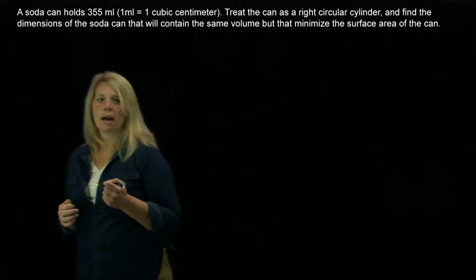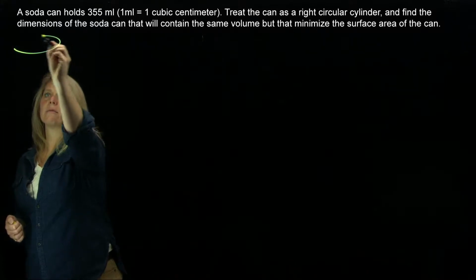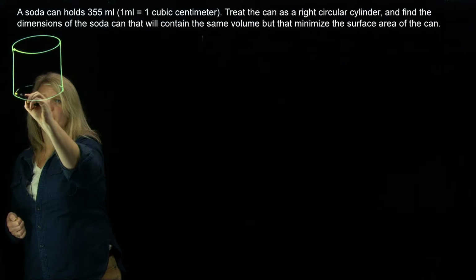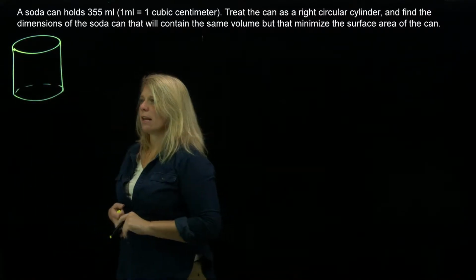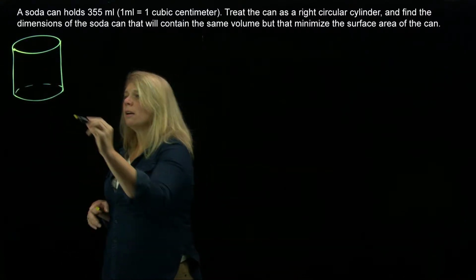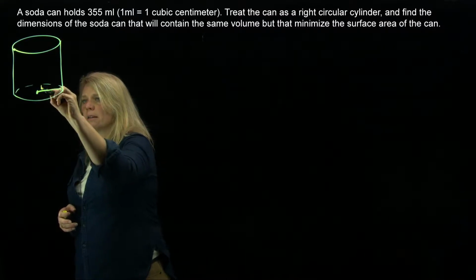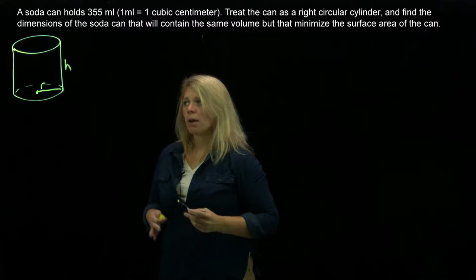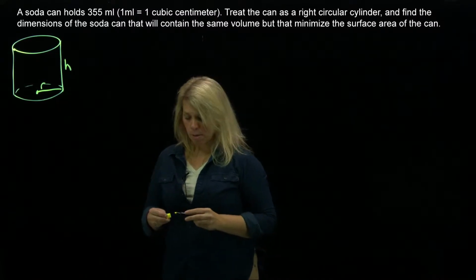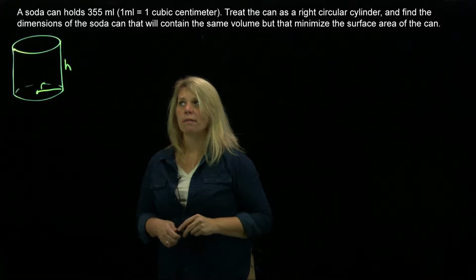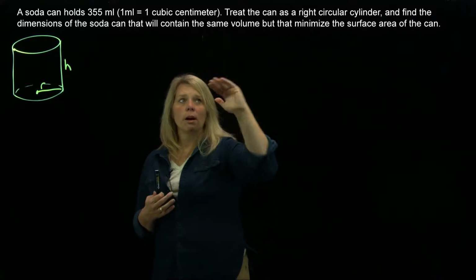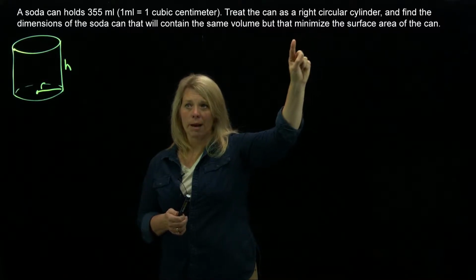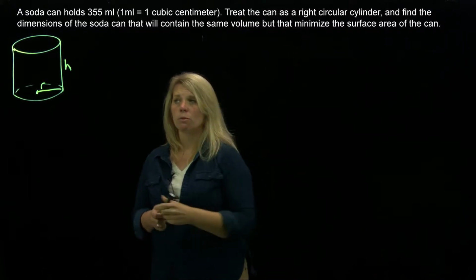All right, so we've got a right circular cylinder here, so let's start with a picture of that. We want to find the dimensions of the can. So usually when we think about a cylinder, we think about the radius and the height of the cylinder as the dimensions of that. And we want it to contain the same volume, but minimize the surface area of the can. All right, so we know that this is an optimization problem because we're being asked to minimize something here. Maximize or minimize, those are optimization word problems.